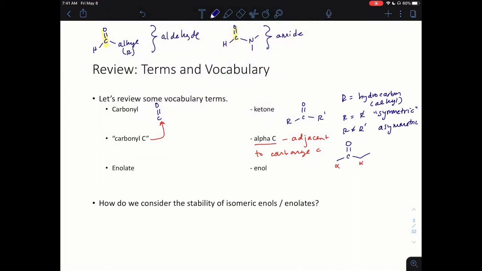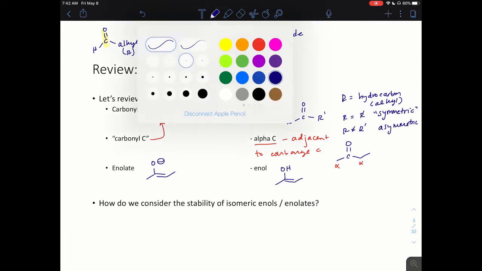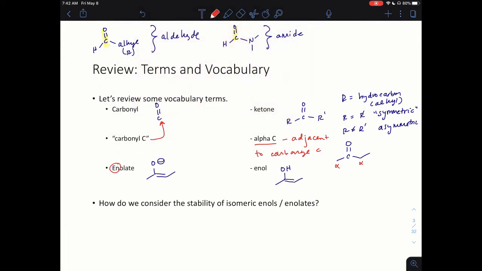We know enolates and enols. An enolate looks like this, for example. An enol looks like this. En, that's the double bond part. The enolate is an anion. In enol, we have the en, and then you have an alcohol, the ol.